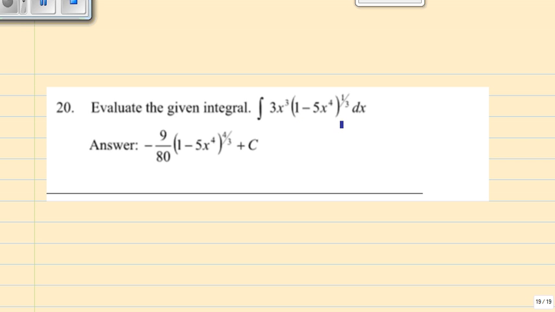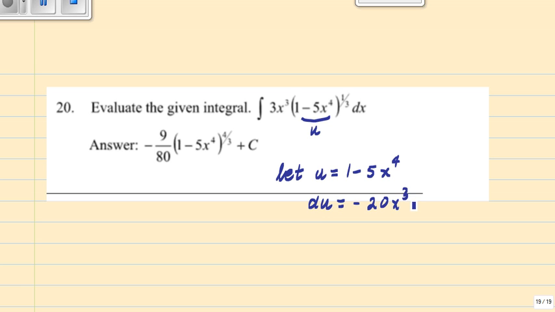We have an indefinite integral, and we see in here that we have 1 minus 5x to the 4th. If we take the derivative of this, we'll have a minus 20x cubed, and we have here x cubed. So that would be a good substitution, just inside of the parentheses as u. So if we let u equal 1 minus 5x to the 4th power, then the differential of u is going to be equal to minus 20x cubed dx.